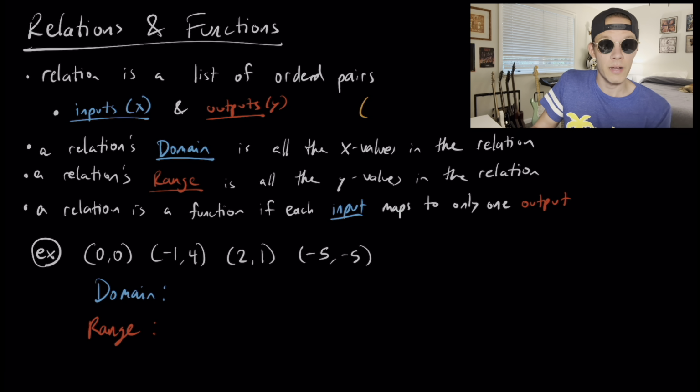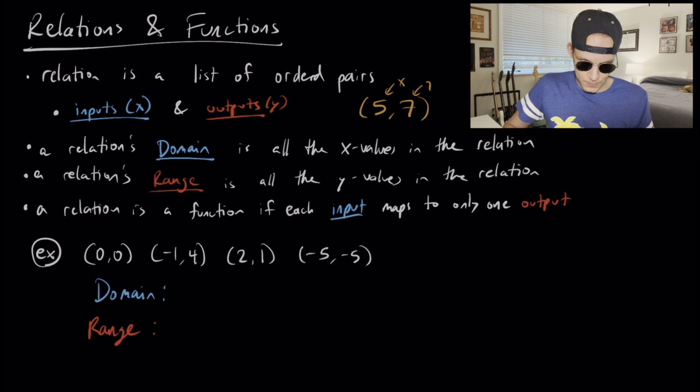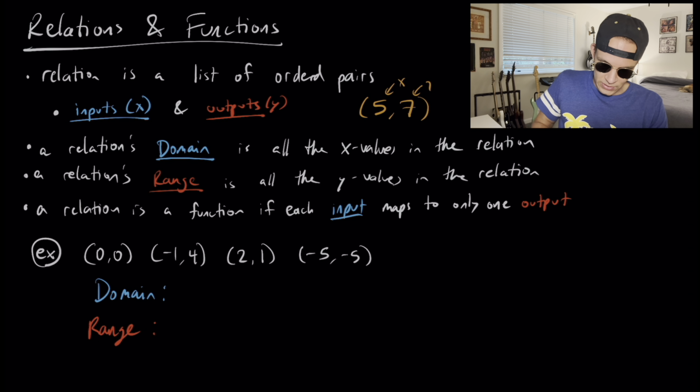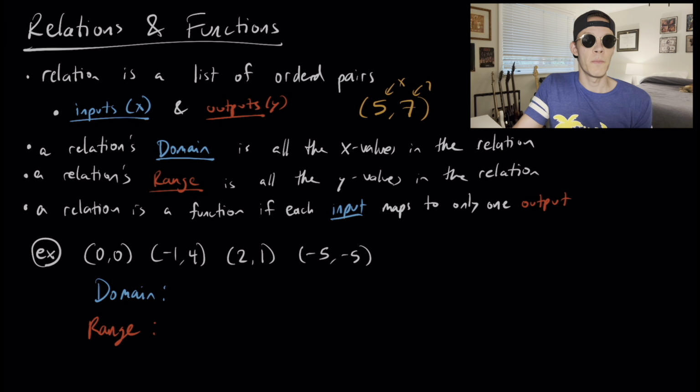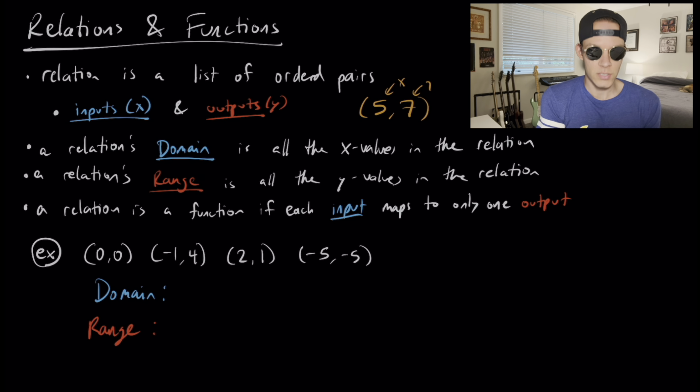So just remember that when you plot a point, like let's say 5 comma 7, well, 5 is your x value and 7 is your y value. All right, a relation's domain, that's just all the x values in the relation. So a relation is just a list of points like we have down here. We'll get to that in a second. And all the x values would make up the domain. Likewise, a relation's range is just all of the y values in a relation. So same thing, just the y values. And a relation is a function if each input maps to only one output.